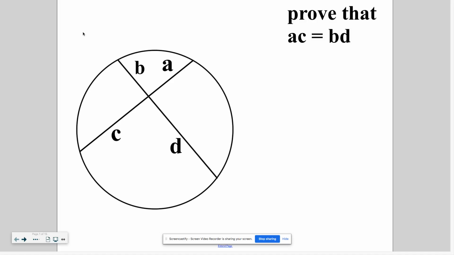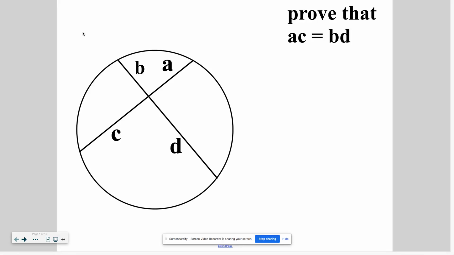Hello, this video covers the properties of chords in circles that has to do with distances for internal intersections and external intersections. What are the distances of chords? For my classes, this is 10.5 out of the textbook.